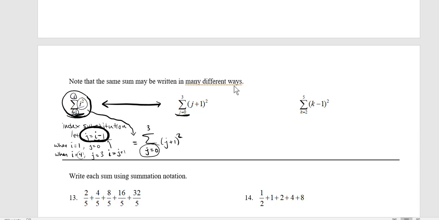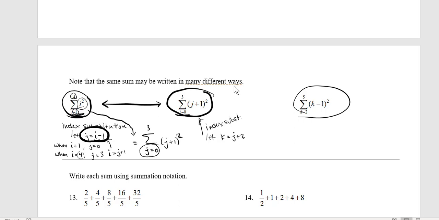How would I have to treat, say, this one? What substitution would I have to do on this to get this one? What should k equal in terms of j? Let's see. I know when j is 0, I want k to equal 2. So let's let k equal whatever j is plus 2, so that when j is 0, I get k is 2. Well, then with that, let's figure out those new bounds.